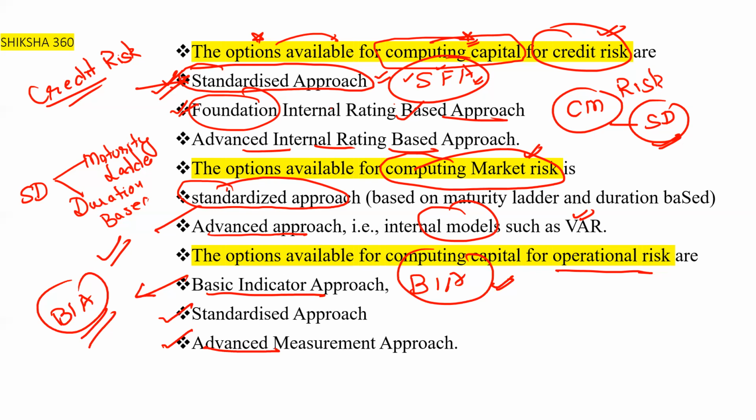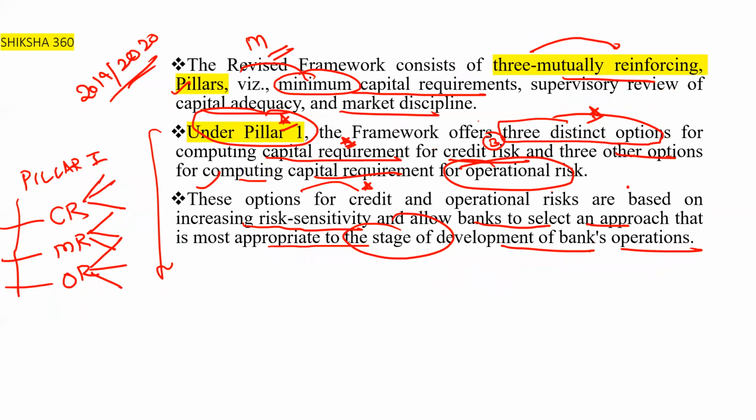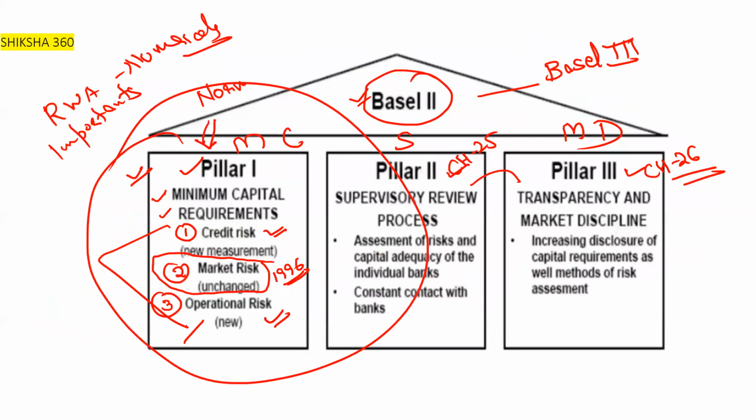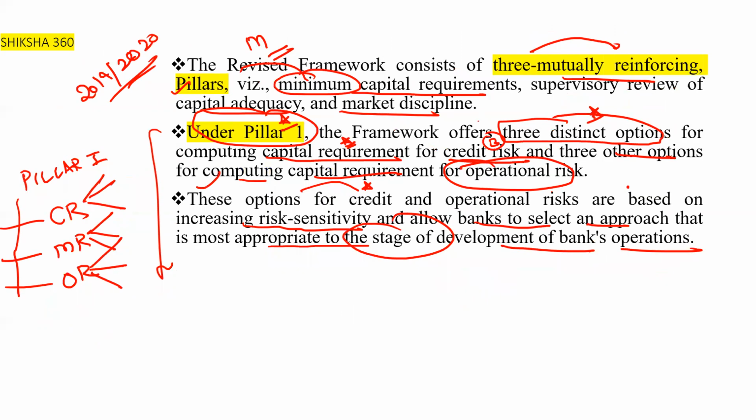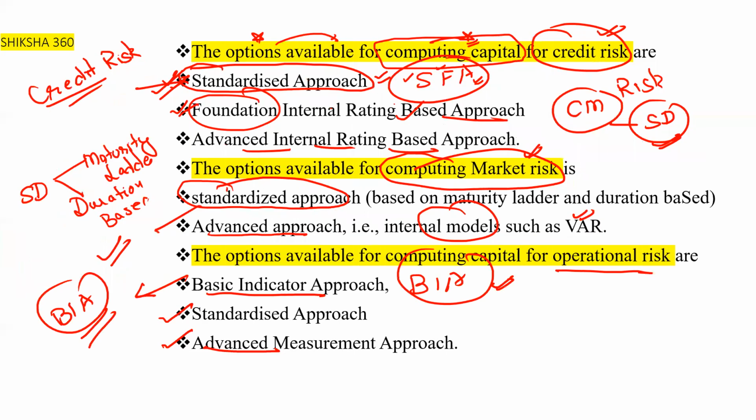So these are some important points. First of all, we will discuss the three pillars. The first pillar is minimum capital requirement, the second is supervisory review, and the third is market discipline. In this chapter we discuss pillar number one in detail. In pillar one we have three risks for which we compute minimum capital: credit risk, market risk, and operational risk.